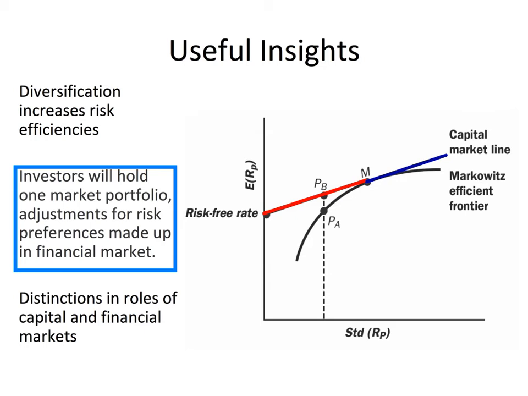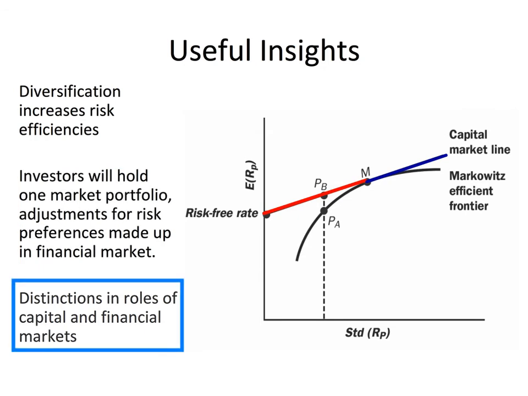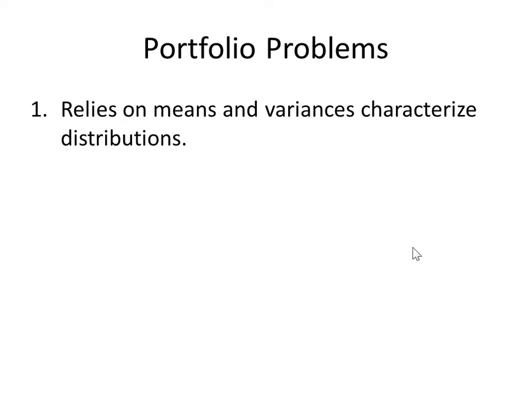The third is the distinction in roles of capital and financial markets, and in particular, one of the roles of the financial markets is trading risk between investors. There are problems with the portfolio model. One of these is that they rely on means and variances to characterize distributions, and again, this is covered in the textbook as well.